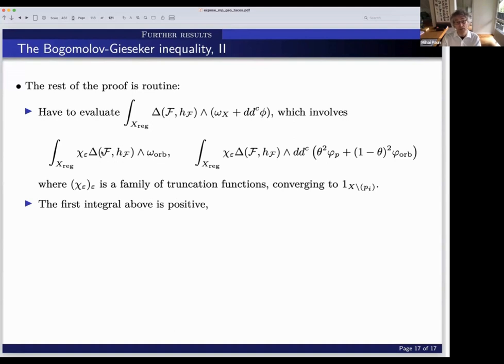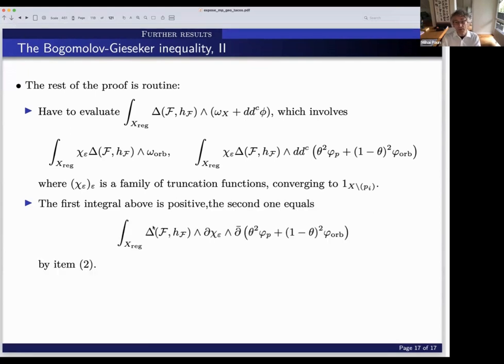because this h_F is a Hermitian-Einstein metric with respect to ω_orb. And then for the second one, this is exactly where point 2 comes into the picture. We can integrate by parts here, despite the fact that this one is not compact. So we can integrate by parts, and then the integral we have to evaluate becomes something like that.